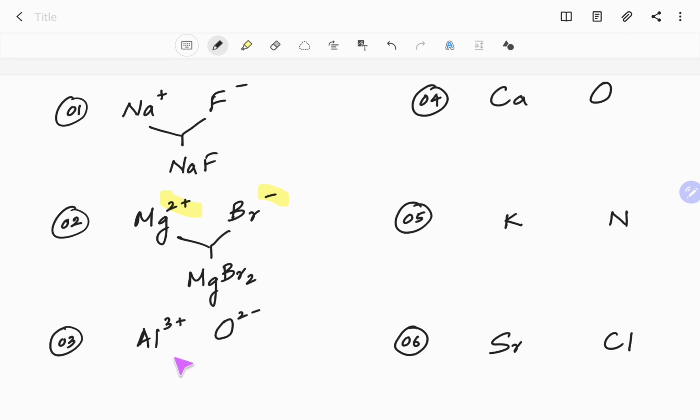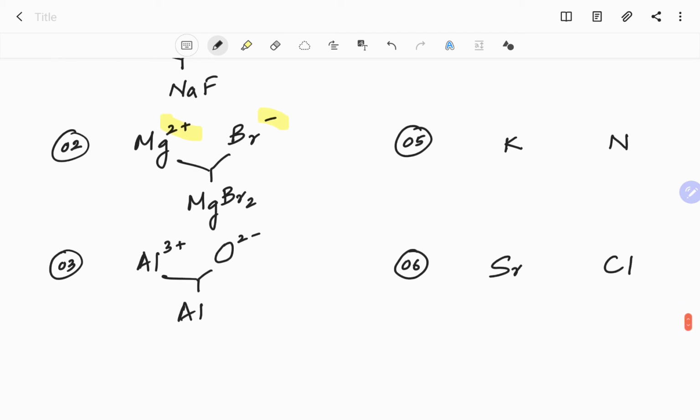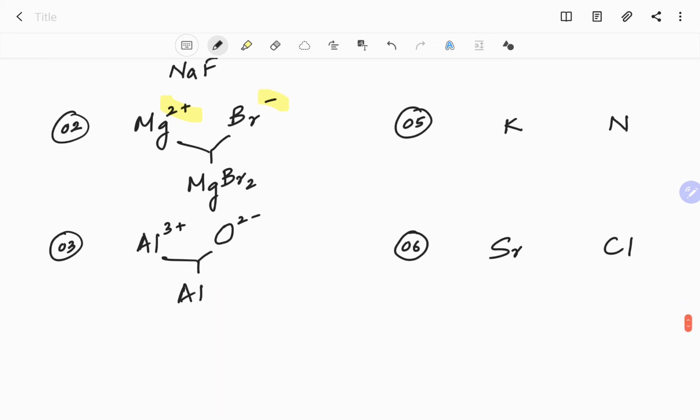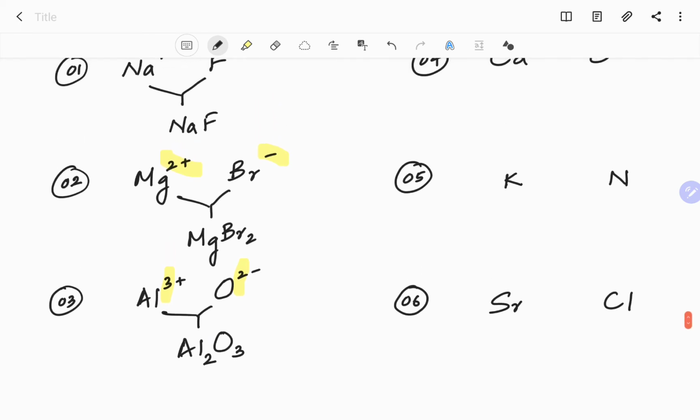Next up is aluminium oxide, Al3+ and O2-. First write the metal, which is Al, and then swap the charges. Aluminium gets number 2, so put 2 as a subscript, and oxygen gets number 3 from aluminium. So the chemical formula will be Al2O3. So these are the answers that we got.